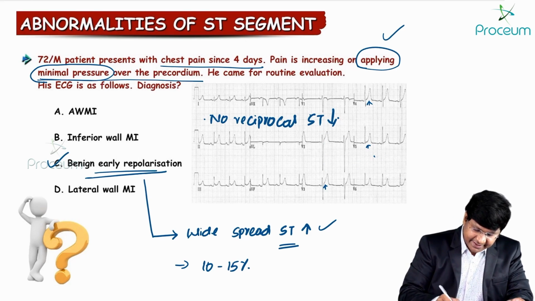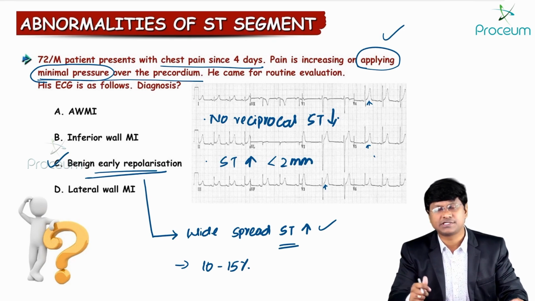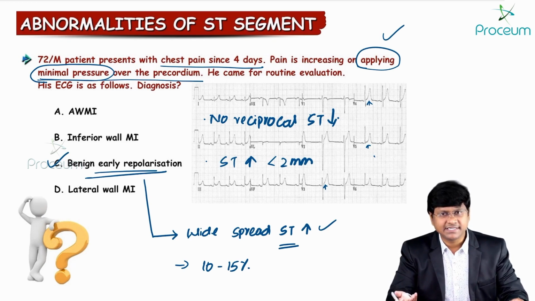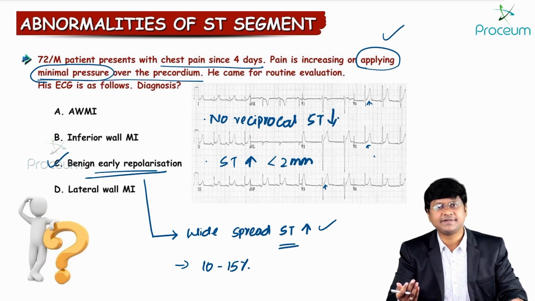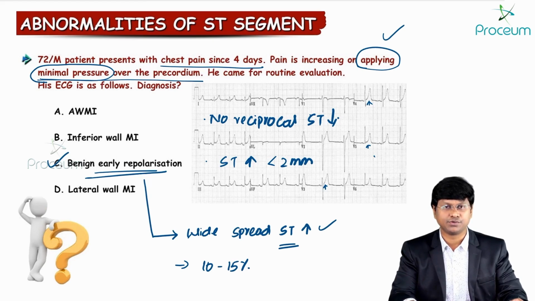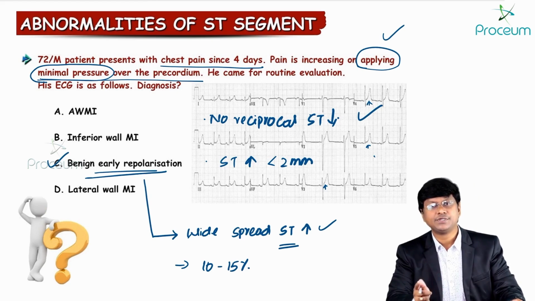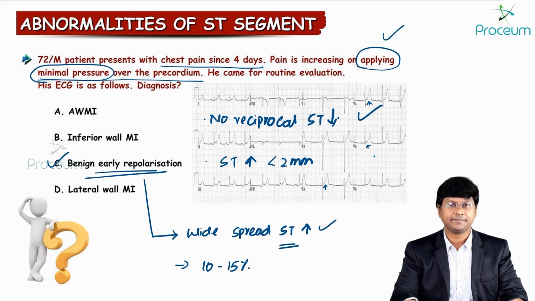And the ST segment elevation, whatever is there here, will be less than 2 mm. Whereas in MI, in precordial leads, it should be more than 2 mm to call it myocardial infarction. But in certain clinical scenarios, the ST segment elevation may go even up to 5 mm, even in benign early repolarization. But very important, there is no reciprocal ST depression to suggest the ST elevation MI.